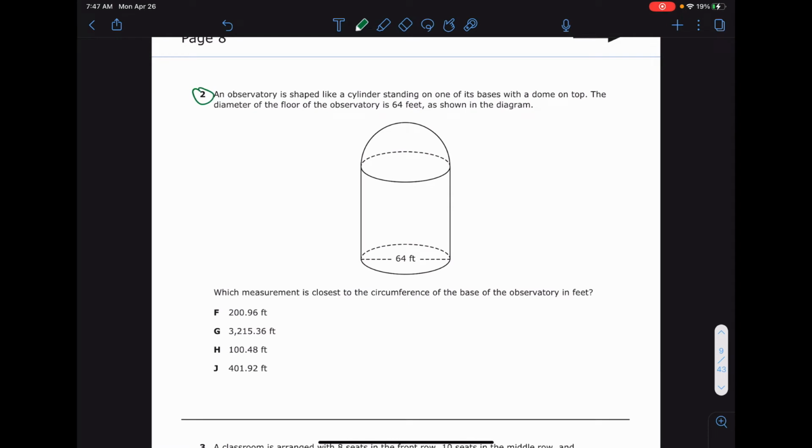Number 2 says, an observatory is shaped like a cylinder standing on one of its bases with a dome on top. The diameter of the floor of the observatory is 64 feet. Which measurement is closest to the circumference of the base of the observatory in feet?